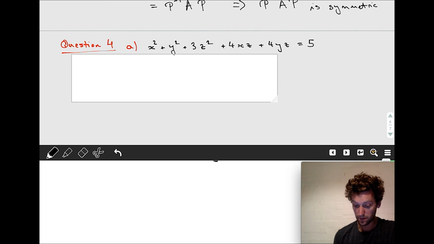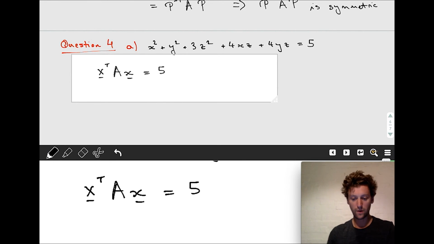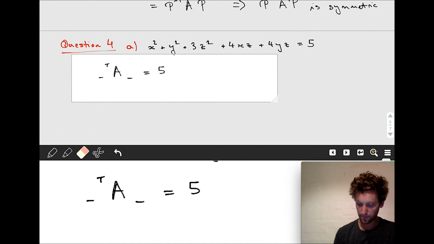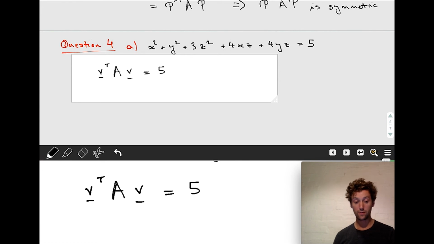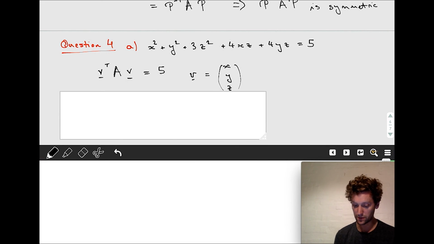So what I mean by that is an equation V transpose AV equals 5. Actually, in the question it uses V, so let's stick with that. All right, so here my vector V is equal to x, y, z. So let's write down what A is. We've seen how to do this in the last question.